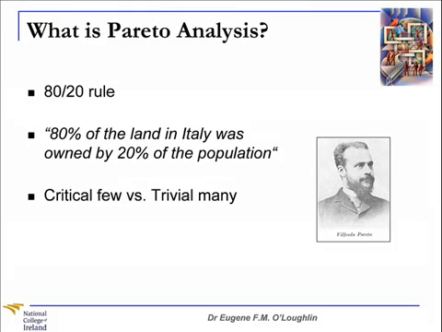First of all, what is Pareto analysis? Well, many of us will know it more commonly as the 80-20 rule. It was first proposed by Vilfredo Pareto, an Italian economist in the late 1800s, early 1900s, when he observed that 80% of the land in Italy was owned by 20% of the population. And he came up with the Pareto principle because when he applied this rule to other countries, he found that the same ratio, 80-20, applied.